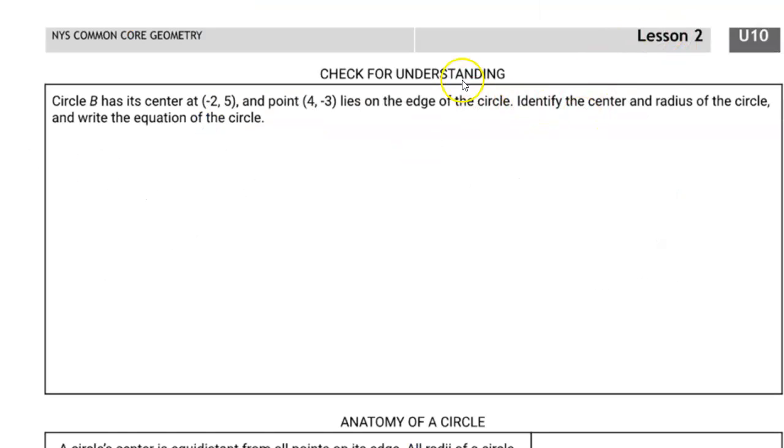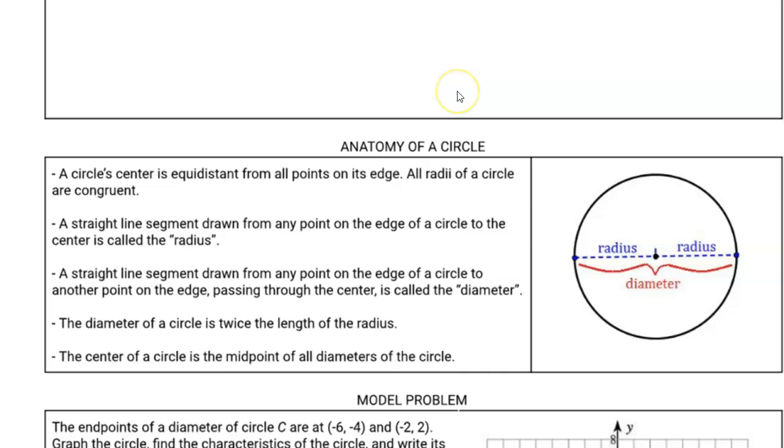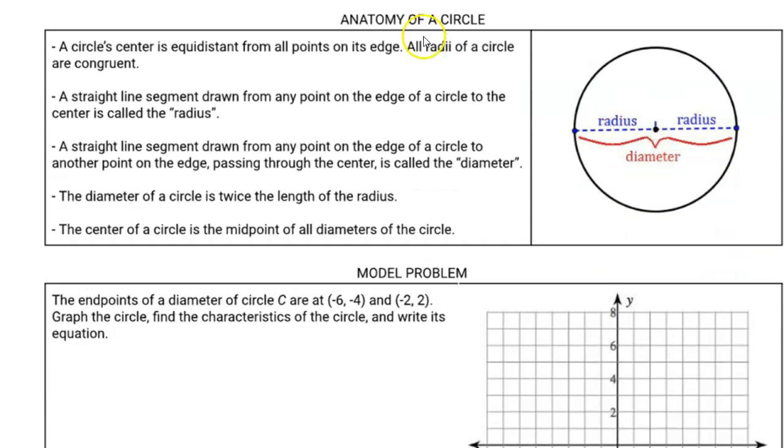This is something that you're going to be doing in class. So let's take a quick look at the anatomy of a circle. You already know some of these facts. One of the facts that we're going to talk about is that a circle's center is equidistant from all points on its edge. That word equidistant means equal distances. And it also says all radii, which is the plural of radius, of a circle are congruent. So this radius is the same as this radius. If I were to draw another radius, it would be the same distance as well. So for example, this radius is the same length as this radius or this radius.